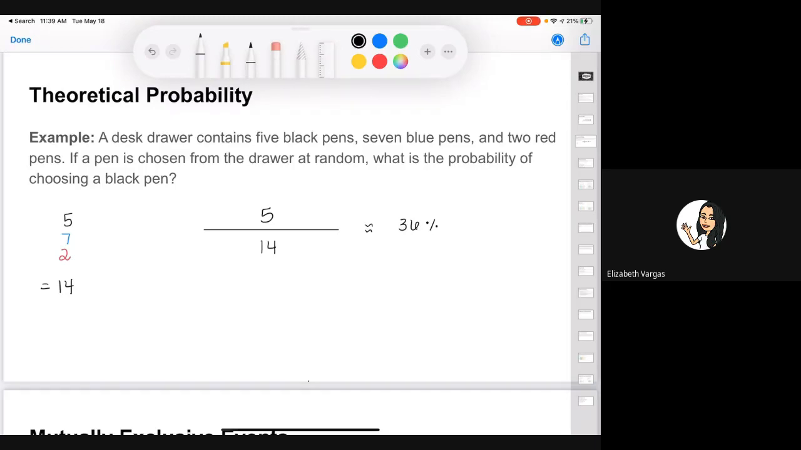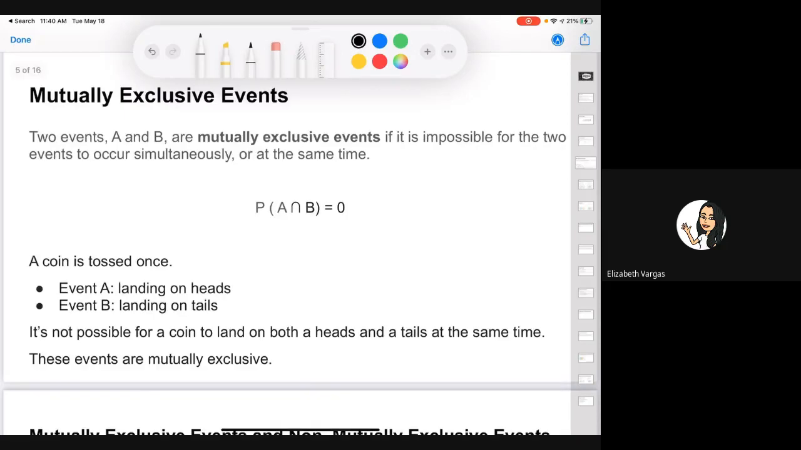Okay, so that is how we calculate theoretical probability. The number of all possible outcomes goes on the bottom. The number of favorable outcomes goes on the top. Okay, questions still about theoretical probability? Questions? No? Okay. So today we're going to look at mutually exclusive events.